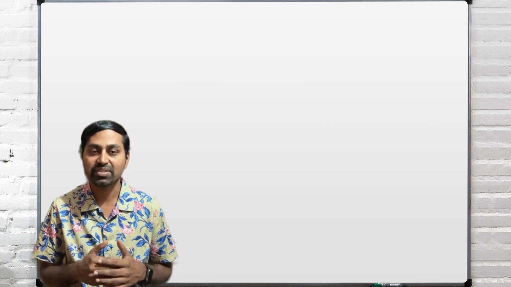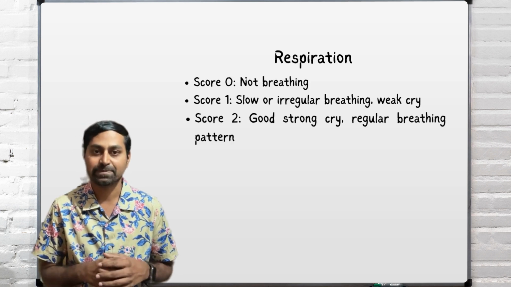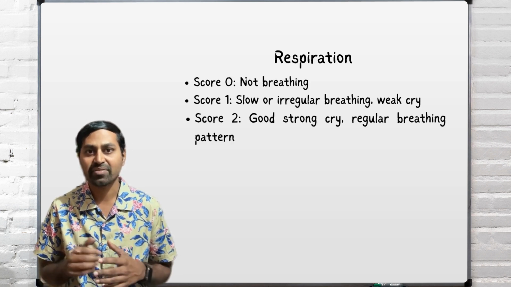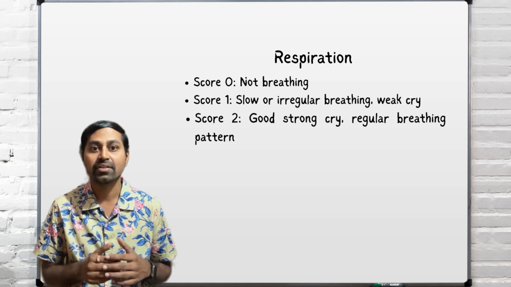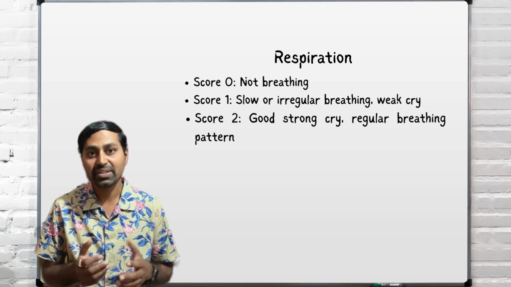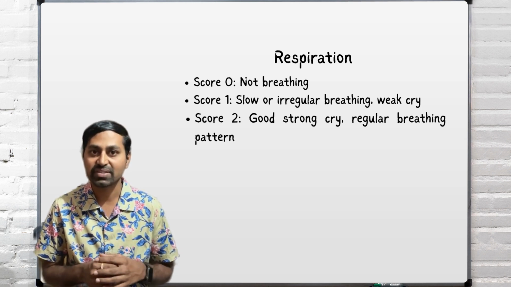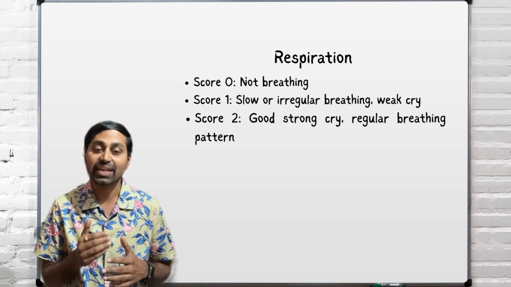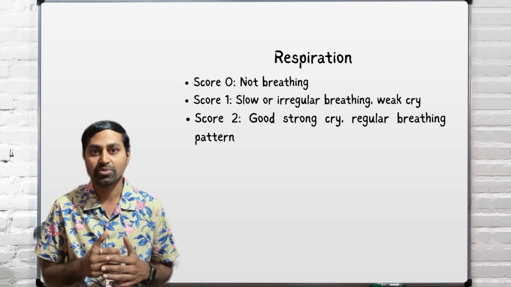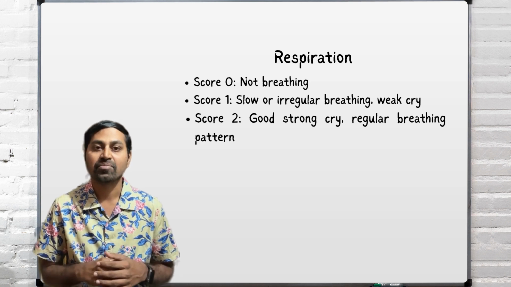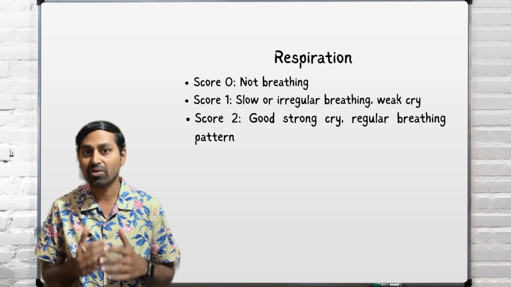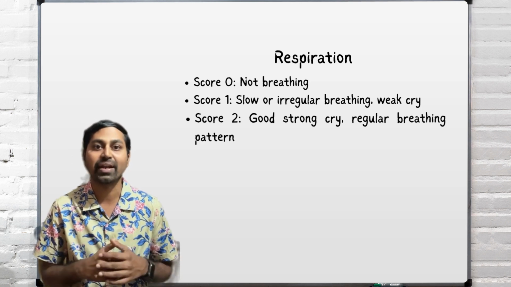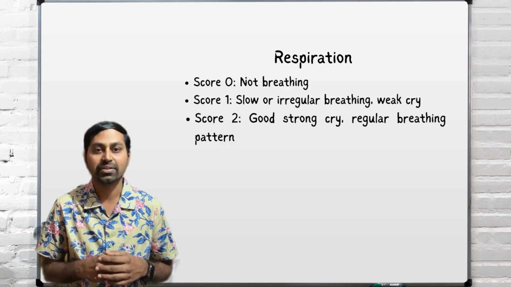Then in respiration, we check the respiratory rate. For respiration, we are evaluating the baby's breathing. If there is no breathing, then the score is 0. If there is slow or irregular breathing, then the score is 1. If there is a good strong cry or a regular breathing pattern, then the score is 2.